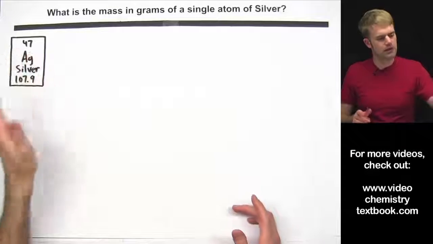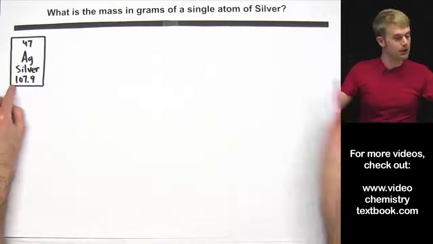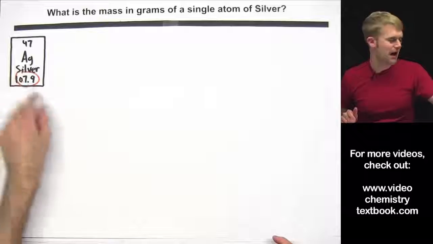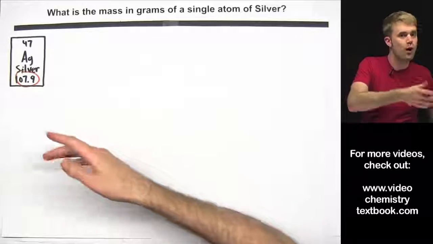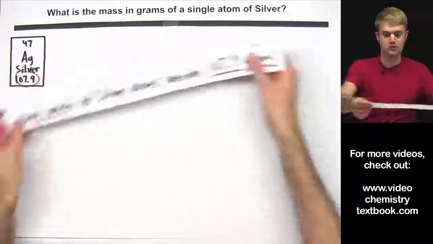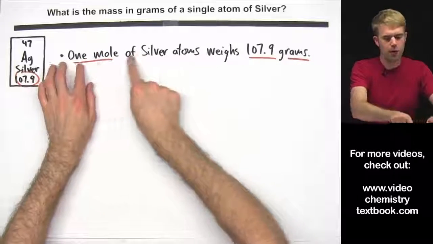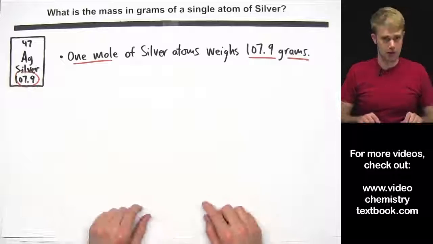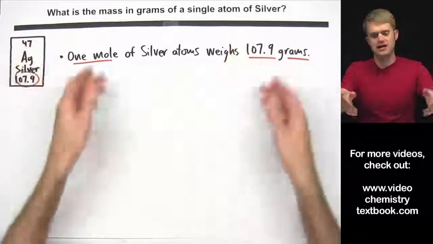Well, we can look it up on the periodic table. And this number here, 107.9, tells us the molar mass of silver. It tells us how much 1 mole of silver weighs in grams. So we can say that 1 mole of silver atoms weighs 107.9 grams. Okay, so that's what we know about the mass of silver.